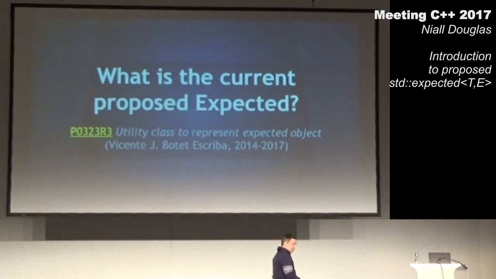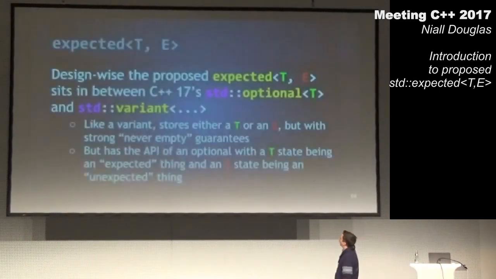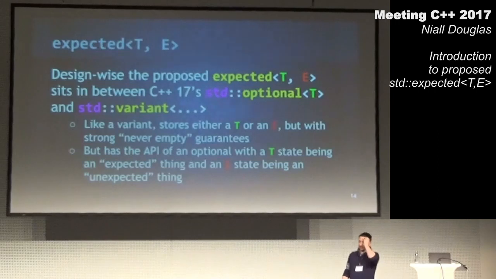So this is the current proposed expected. And if you want to know more, you want to go read the paper P0323R3. So there has been some changes. Expected, I don't know how familiar you all are with std variant as in C++17.